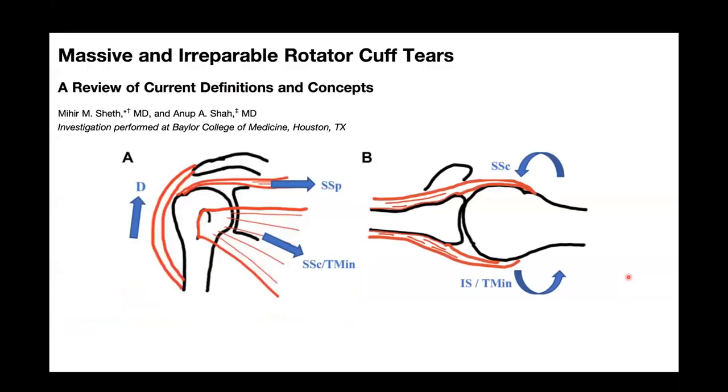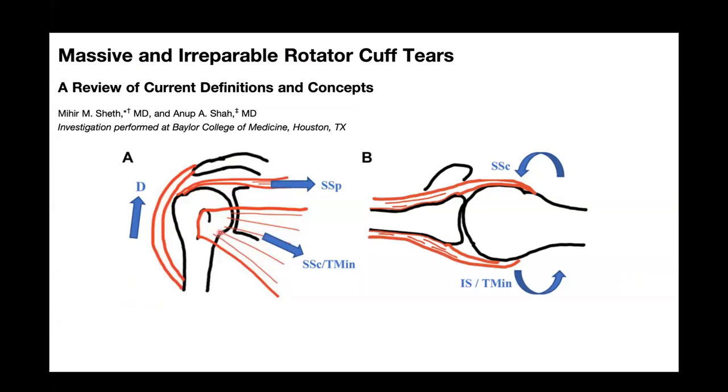Next, coming to the effect of a massive cuff tear in terms of the biomechanics of the shoulder. There are two force couples, a vertical force couple as well as a horizontal force couple. The vertical force couple is the deltoid pulling the humeral head upwards, and it is balanced, with the humeral head being centered onto the glenoid, creating a fulcrum that is acted upon by the supraspinatus as well as the subscapularis and teres minor.